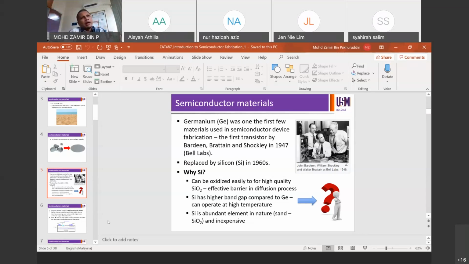Still remember what's the role of SiO2 when you talk about MOSFET? What's the role of SiO2 in a MOSFET device? The last part of your 386 last time.